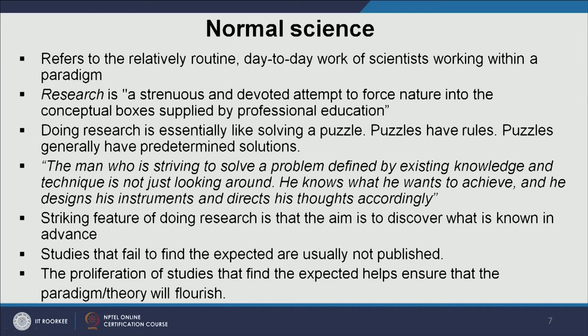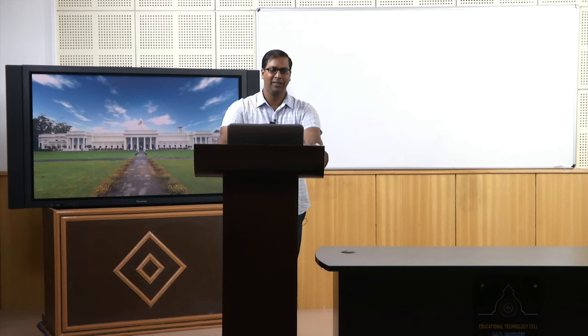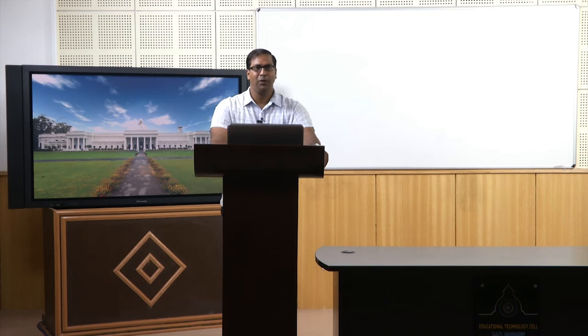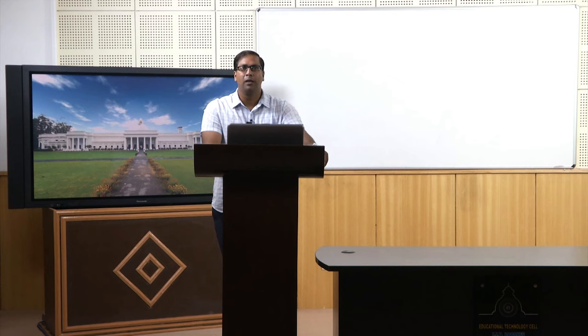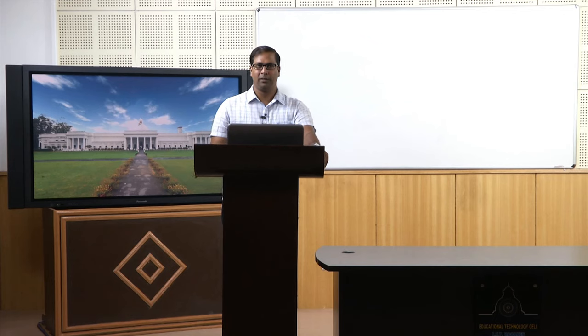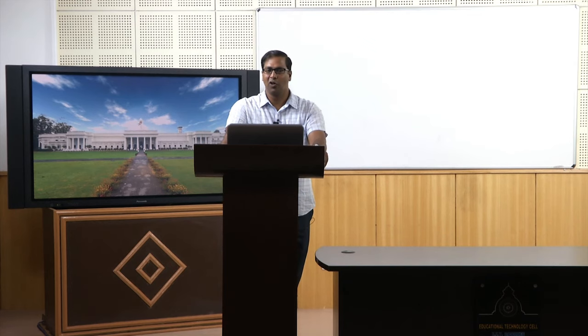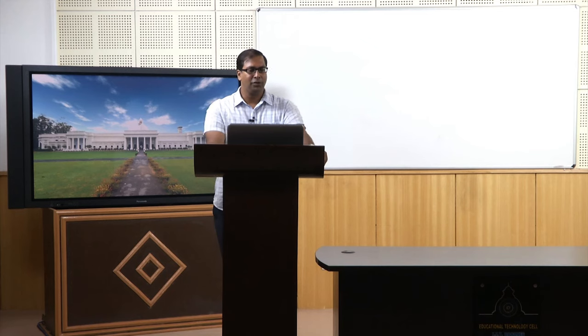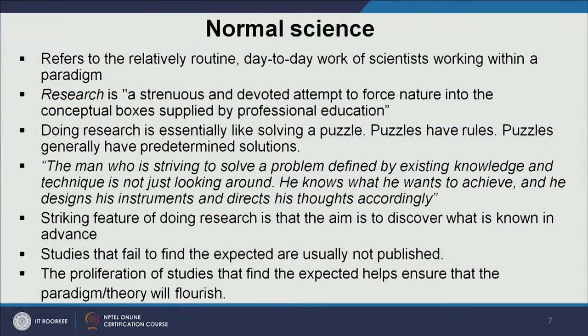All right. So let us go back to this statement once again. Thomas Kuhn says that when we do research, we actually try to solve a puzzle. Why? Because we are working within an existing paradigm where we know exactly what to find. Because puzzles have predetermined ends. The man who is striving to solve a problem defined by existing knowledge is not looking around. He knows what he wants to achieve, and he designs his instruments and directs his thoughts accordingly. So, the striking feature of doing research within normal science is that the aim is to discover what is known in advance.